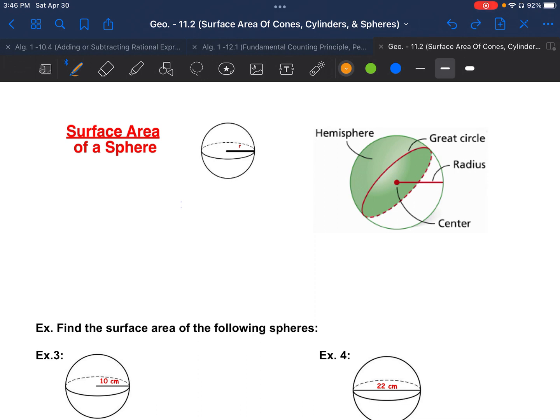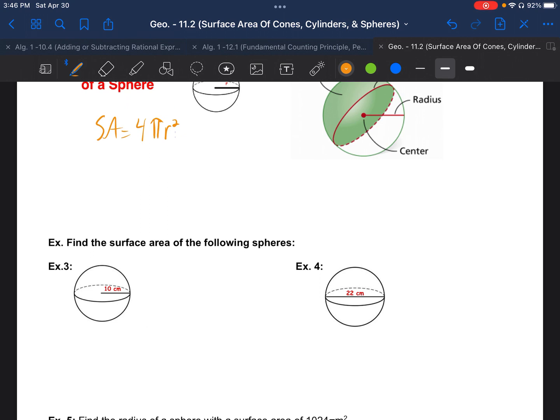We still have a center, just like a circle. We still have a radius, just like a circle. And there's something called the great circle. And that's just going to be the circle going down the middle of that sphere. So it'd be kind of like the equator of our globe to think about. Surface area of a sphere is 4 pi r squared. So it's like our area formula, and we multiply it by 4, boom, we have the surface area of the sphere, the entire outside of it. So let's go and find the surface area of these two spheres.